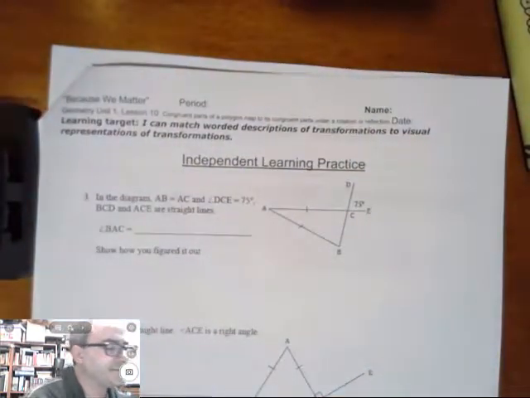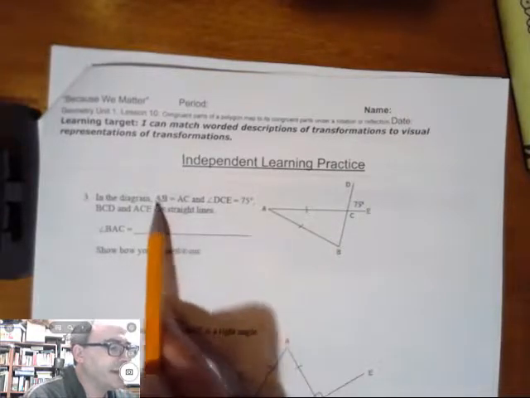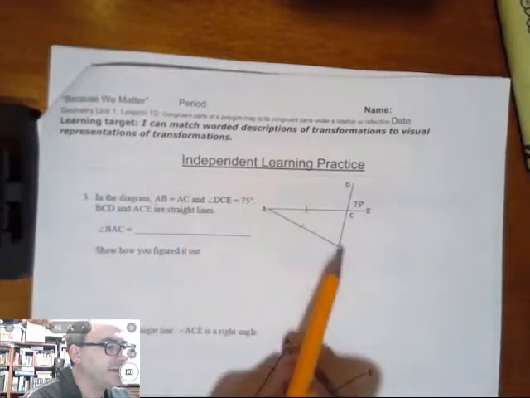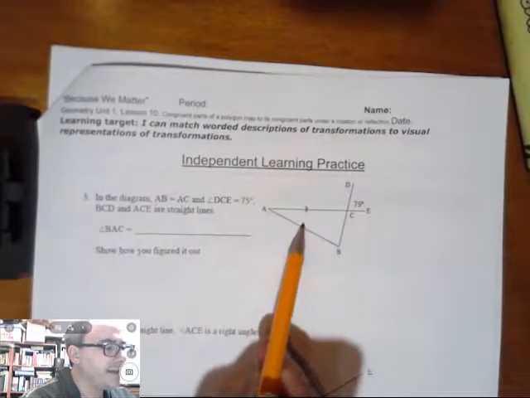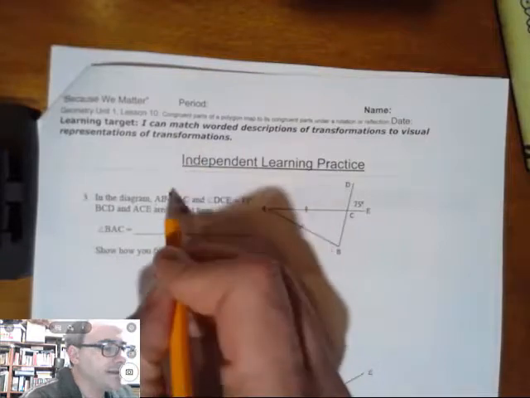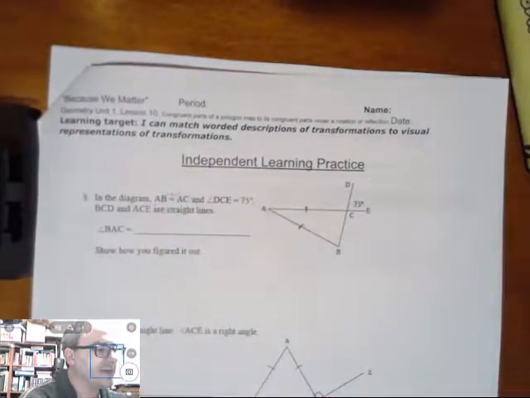All right. Assuming you want to keep going. AB is equal to AC. So here's AB. Here's AC. The little hash mark says that they're congruent. In fact, we should probably say they're congruent.